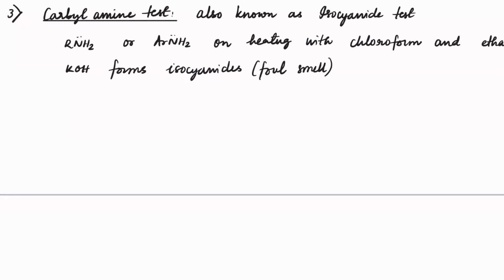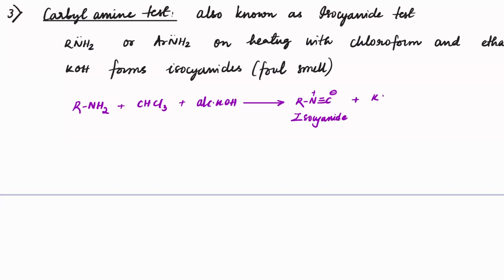The overall reaction goes like this, where you have a primary amine. I would suggest all of you write this together. Primary amine, when you treat with CHCl3 and alcoholic KOH, will convert into R-N triple bond C with plus and minus charges, which is isocyanide, plus we will get KCl and H2O. This is the product formation. Clear?